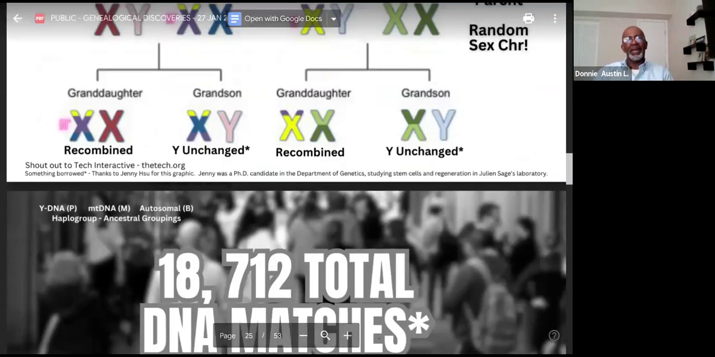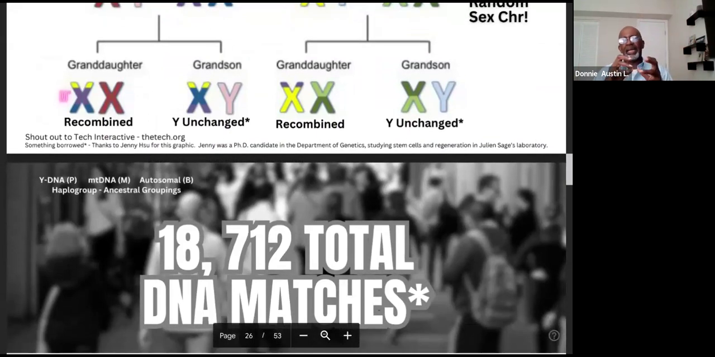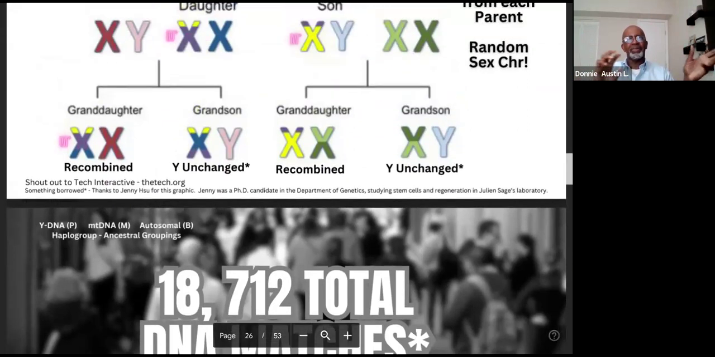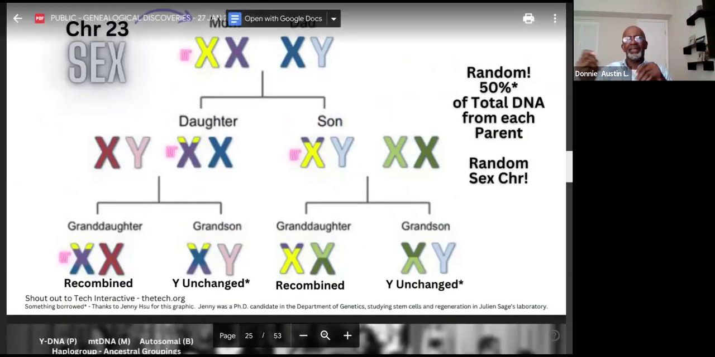So let's stay on the mom's side. She's passing her X, and it's being recombined. And by the time you get to her granddaughter, you can see, wow, it's nothing like the grandson. It's different. And then on the dad's side, all he can do is pass an X and a Y, but he only passes a Y to a son. He cannot pass a Y to his daughter.